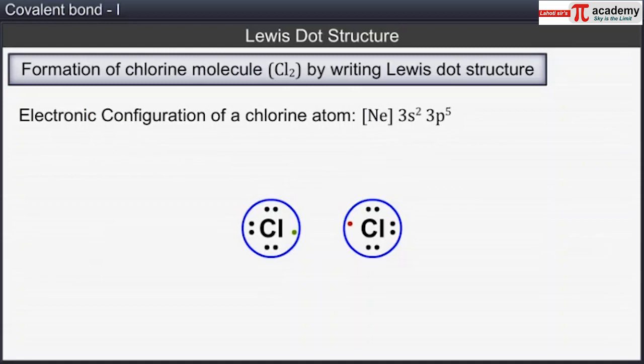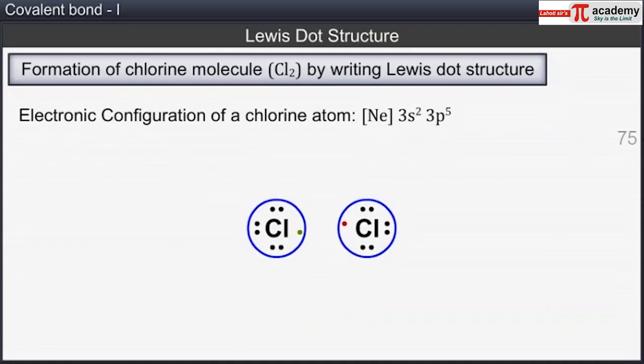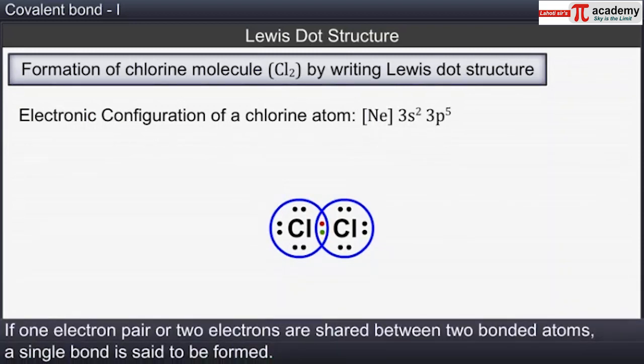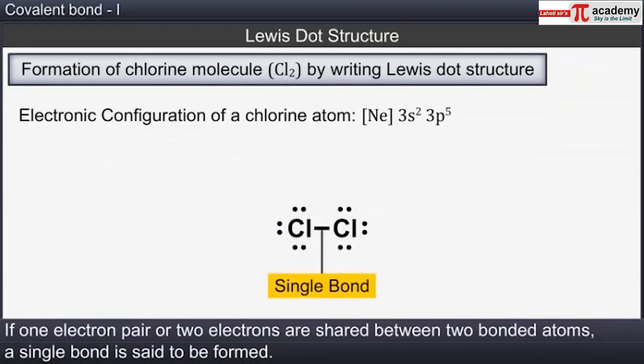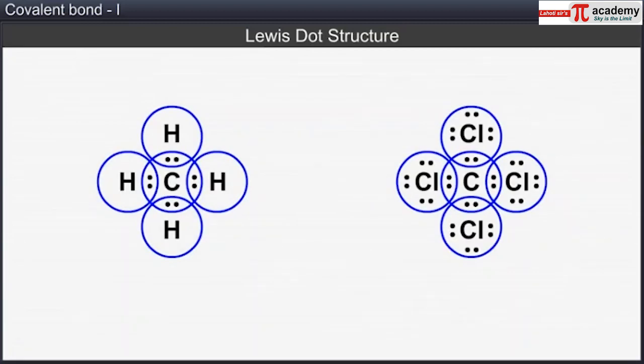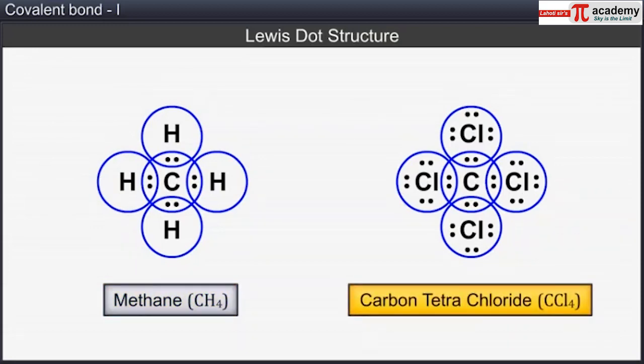Therefore, each chlorine atom contributes one electron for sharing, and this electron pair is shared mutually by both the chlorine atoms. This shared electron pair joins two chlorine atoms together in the chlorine molecule. That is, if one electron pair or two electrons are shared between two bonded atoms, a single bond is said to be formed. Similarly, let us look at Lewis dot structures which depict the formation of covalent bonds in methane and carbon tetrachloride.